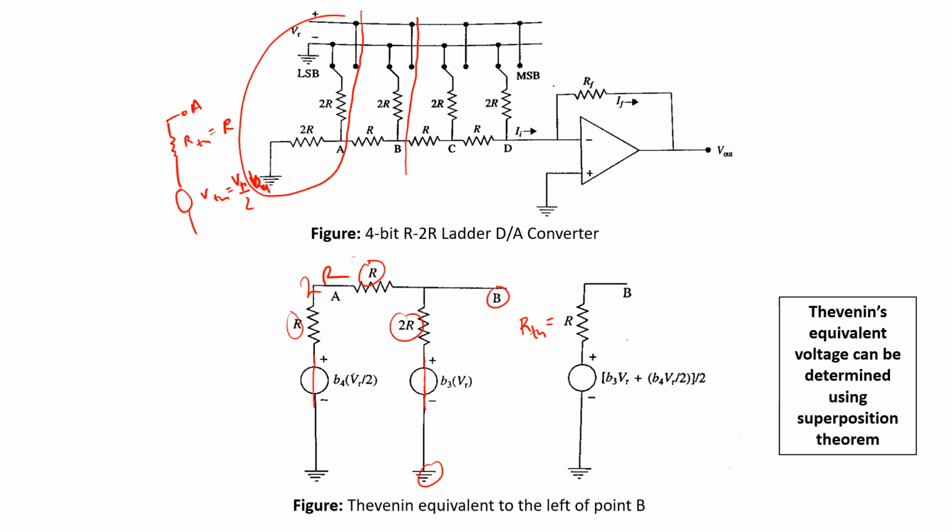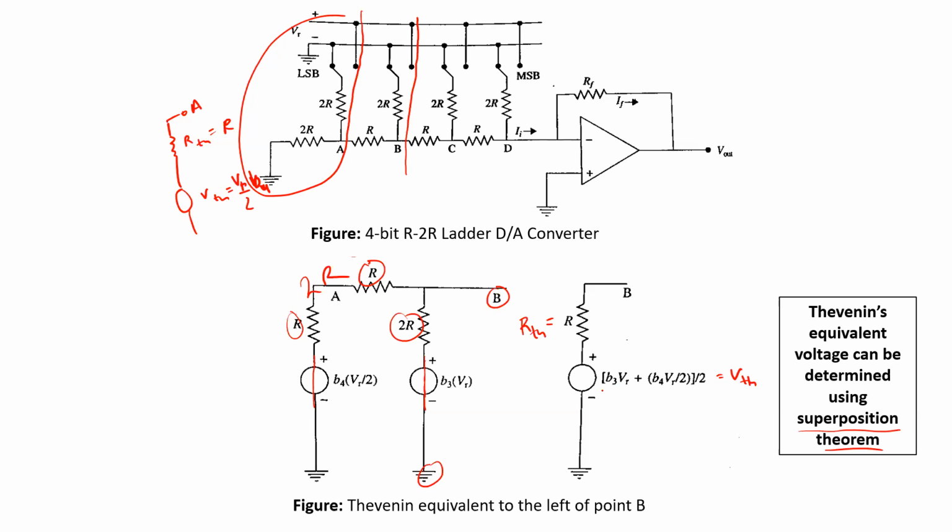Now, for determining the Thevenin voltage, as there are two different sources, we can do that by applying the superposition theorem. We can consider one source to be active and another source to be short circuited. Try to find out the contribution due to that one particular source. Then for the second stage, we can consider the other source to be active and the previous one to be inactive. Try to do the same for the voltage between B and ground.